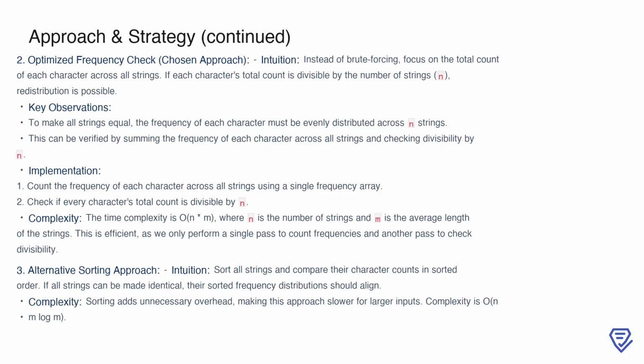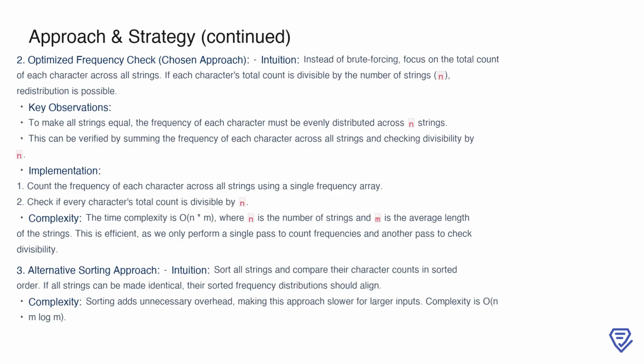If the total count for every character is divisible by the number of strings, then redistribution is possible. The key insight is that making all strings identical depends solely on this divisibility condition. To implement this, we first count the frequency of each character across all strings using a single frequency array. Then, we verify if each character's total frequency is divisible by the number of strings.